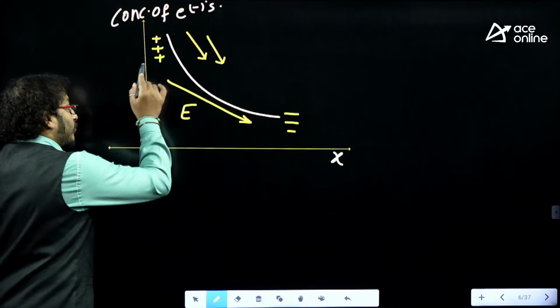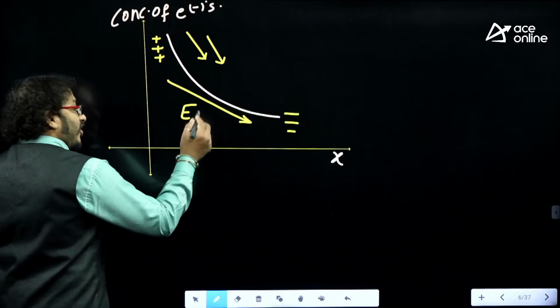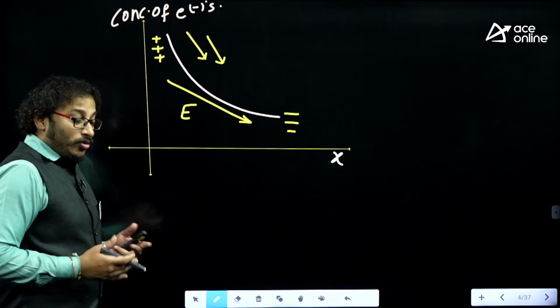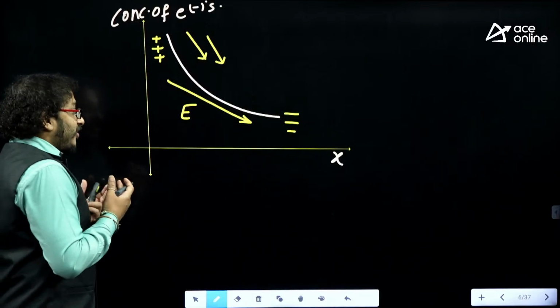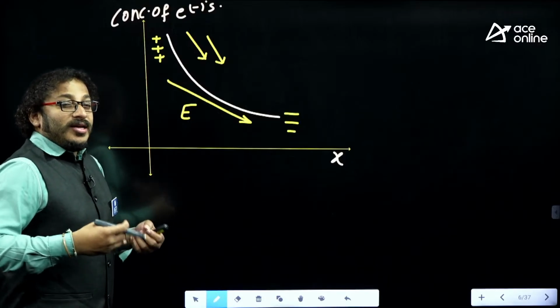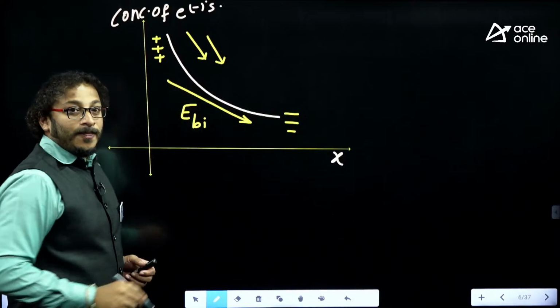Yes, electric field always moves from positive to negative. This is interesting. And this electric field, I'm not giving it. Am I giving any electric field? No, I'm not giving any electric field. That is electric field generated internally. We call it a built-in electric field. So we say E_BI, built-in electric field.